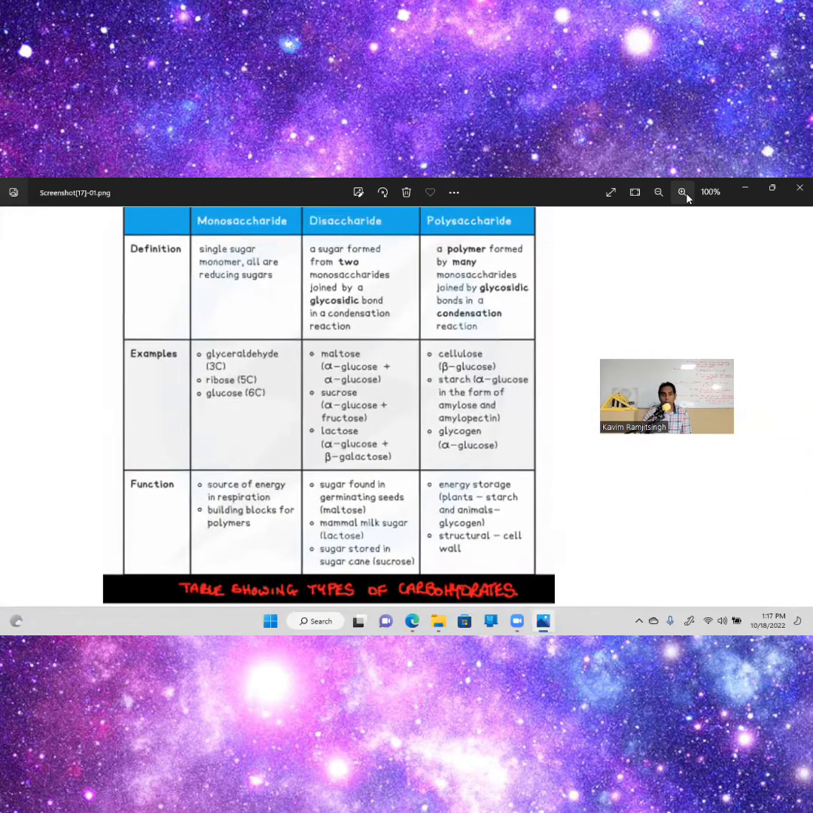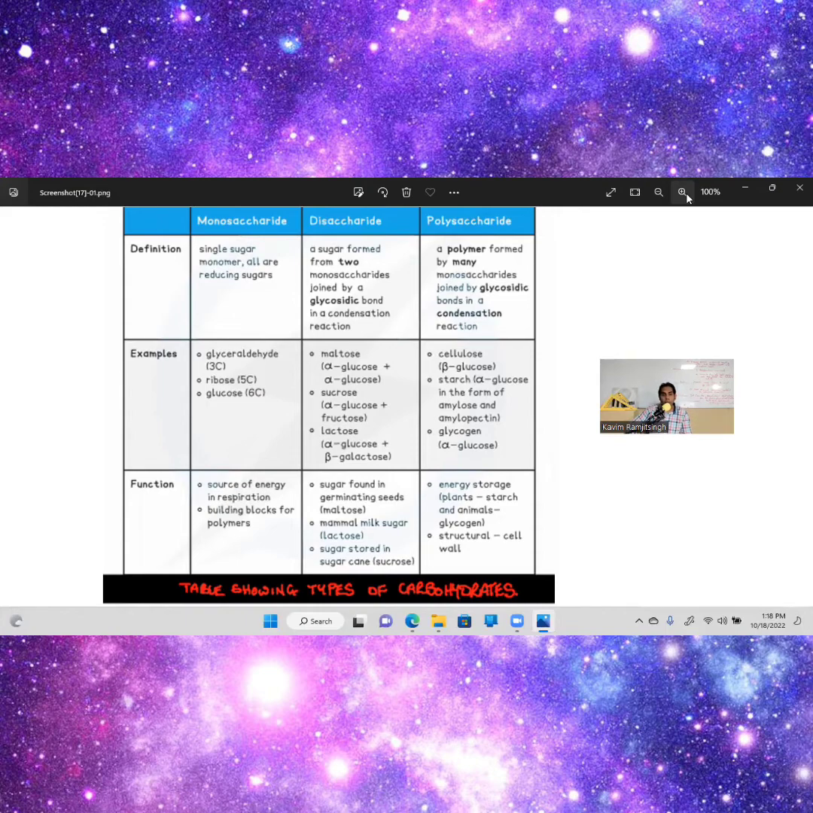So these are the types of carbohydrates. Your monosaccharide is a single sugar monomer, right? All reducing sugars. Your disaccharide is formed from two monosaccharides joined by a glycosidic bond. We'll look at that today, right? And the type of reaction involving that, condensation. And a polysaccharide is the polymer formed by many monosaccharides joined by the glycosidic bond, in a condensation reaction. And you know condensation reaction from CSEC chemistry as we omit water, right?